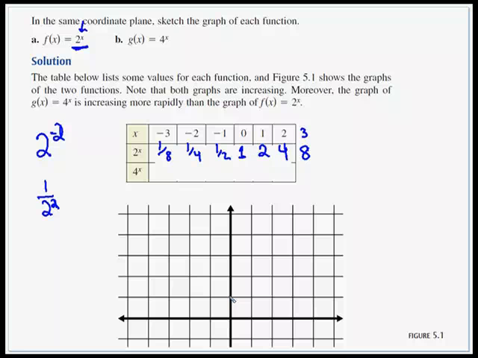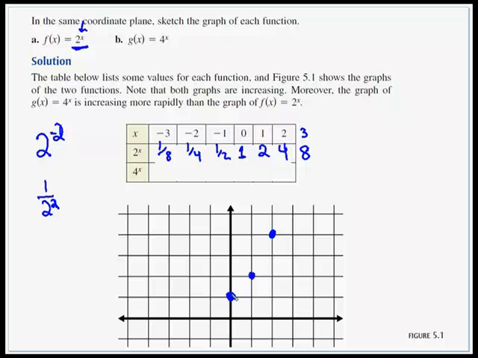0, 1 goes right through the y-axis here at 1. And you're going to see, as we do more and more of these exponential functions, every exponential function crosses the y-axis at 1. Next point: 1, 2, over 1, up 2. Next point was x is 2, y is 4, so over 2, up 4. And the last one on the positive side, over 3, up 8, so we would be well off the graph.